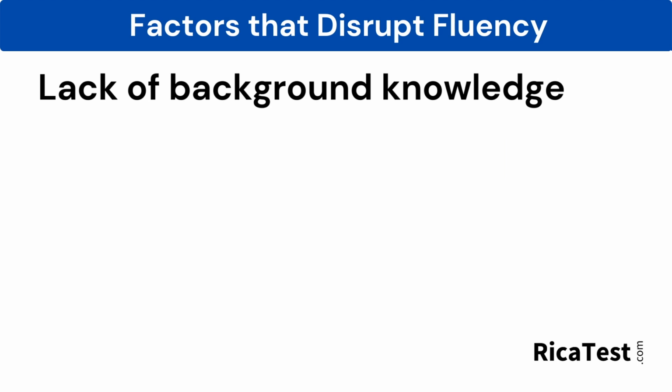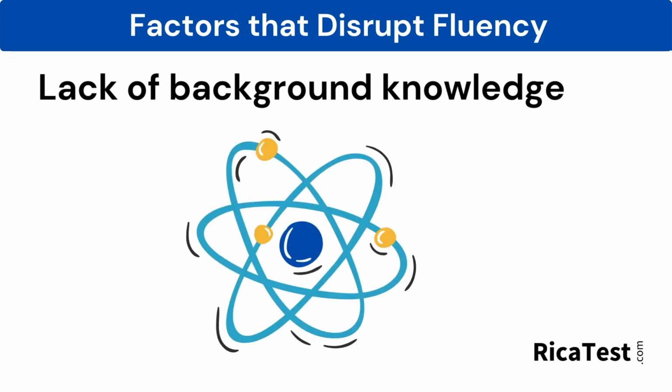The next factor that disrupts fluency is having a lack of background knowledge around the topic that the student is reading about. Let's learn using an example. Now, I'm not an expert in physics. I only have a very fundamental understanding about the subject.